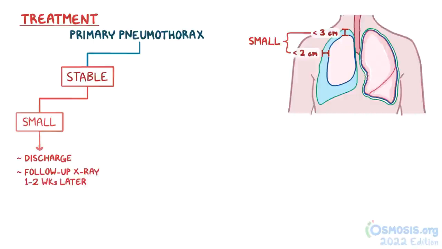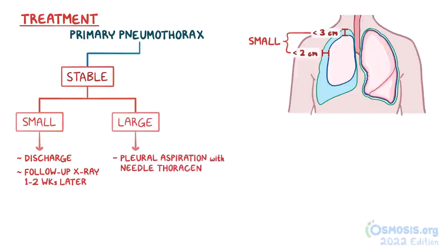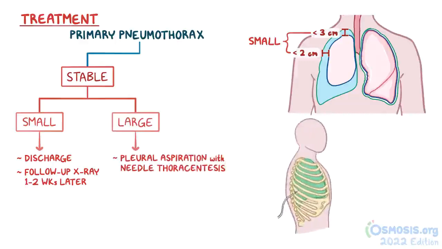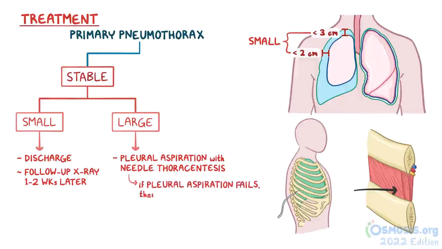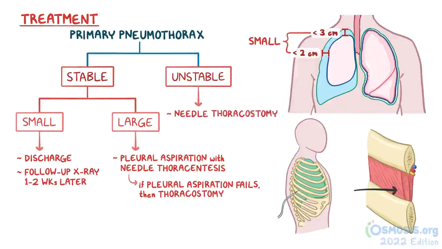On the other hand, if the individual is stable but the pneumothorax is large, then a pleural aspiration with needle thoracentesis is performed. This involves inserting a small bore needle or catheter into the chest to aspirate the air in the pleural space. Now, it's important to insert the catheter above the rib to avoid damage to the intercostal vein, artery, and nerve, which run below the rib. If pleural aspiration fails, then a thoracostomy or chest tube is inserted. Finally, all unstable individuals must be immediately treated with needle thoracostomy, which uses a larger bore needle than needle thoracentesis, allowing more rapid decompression of the chest cavity.